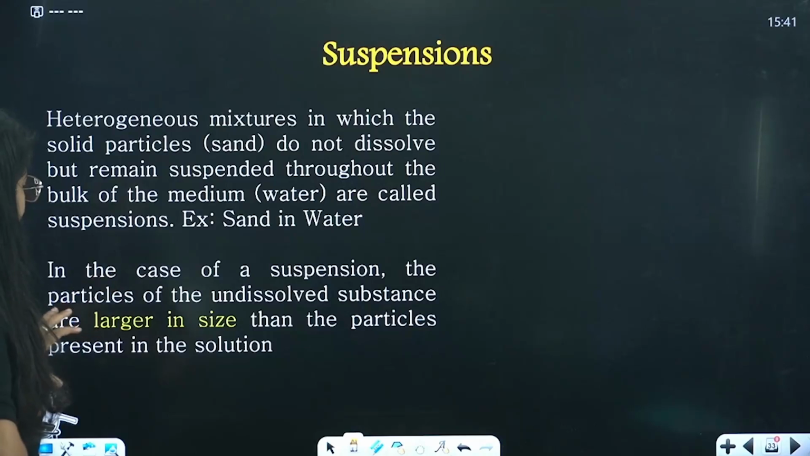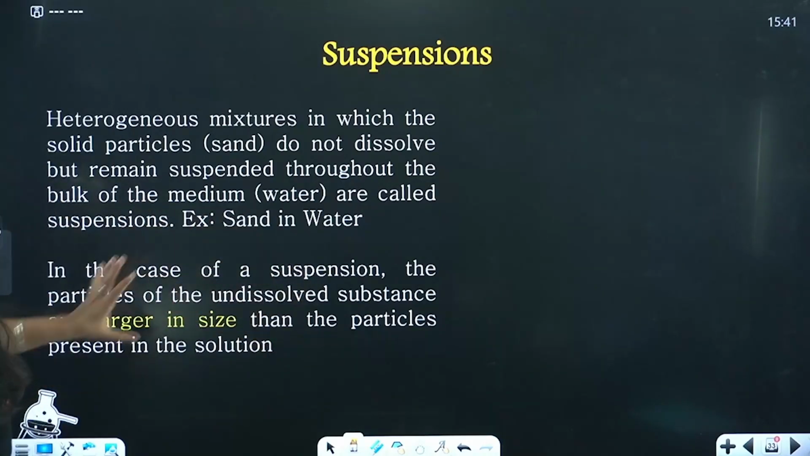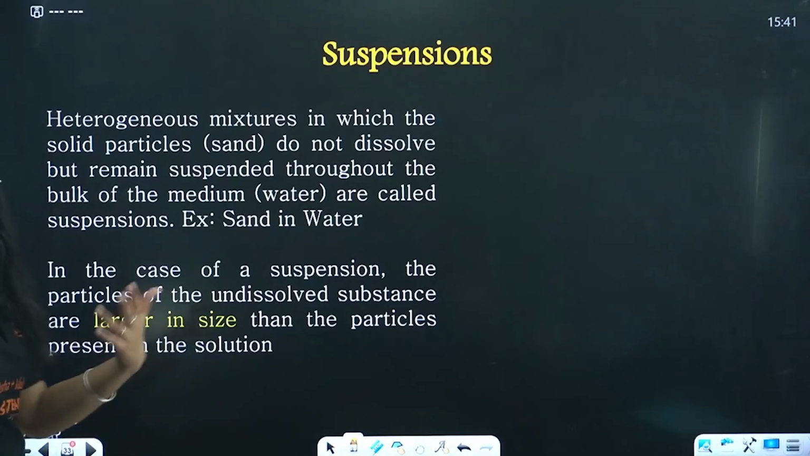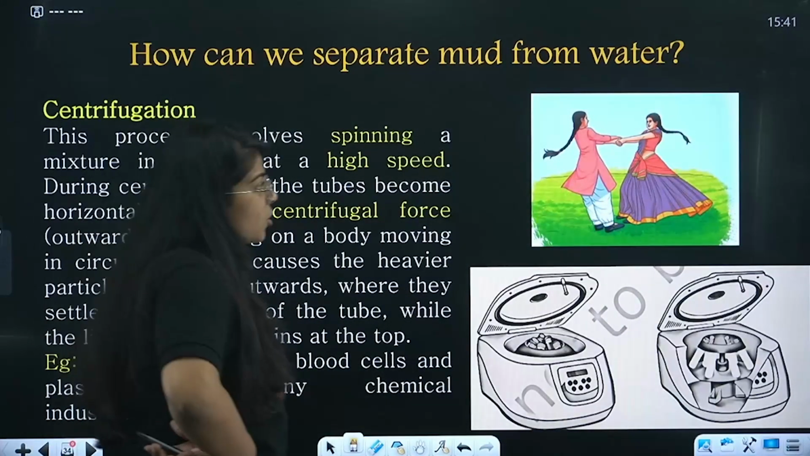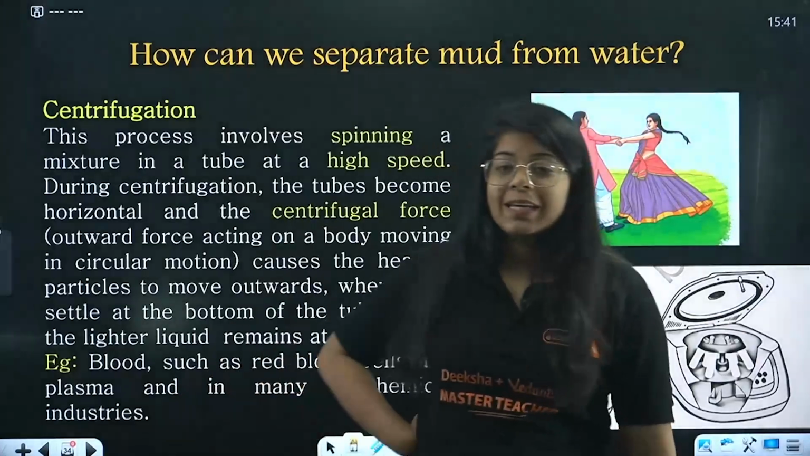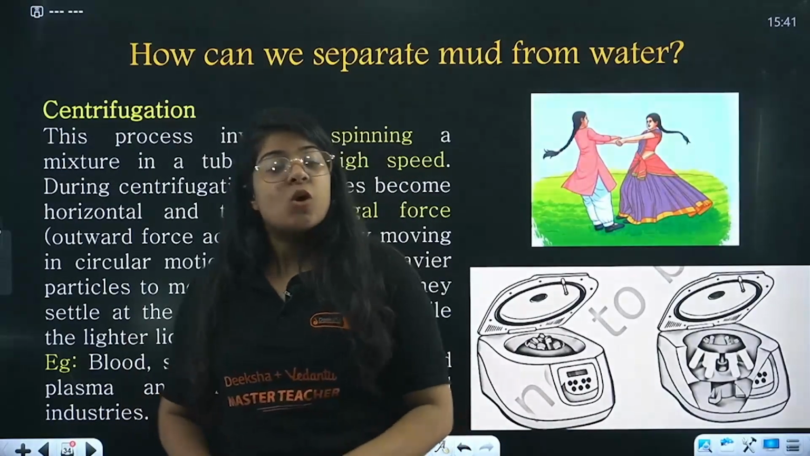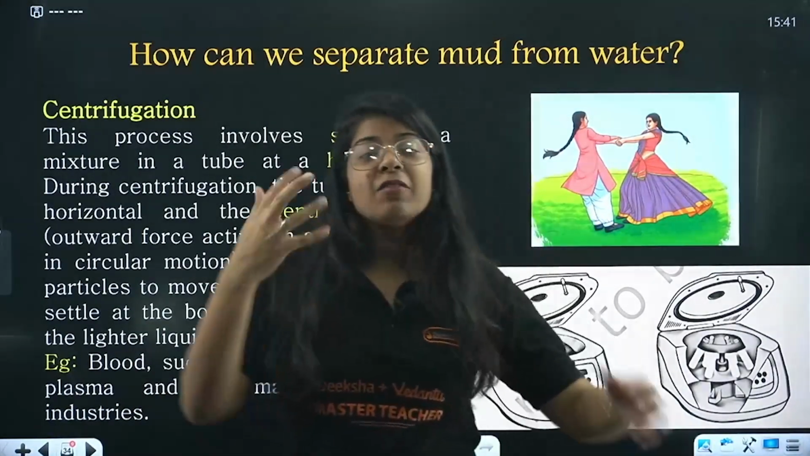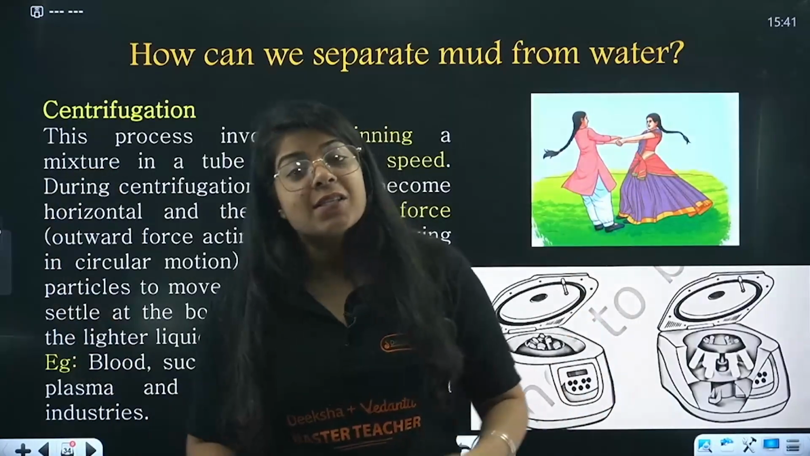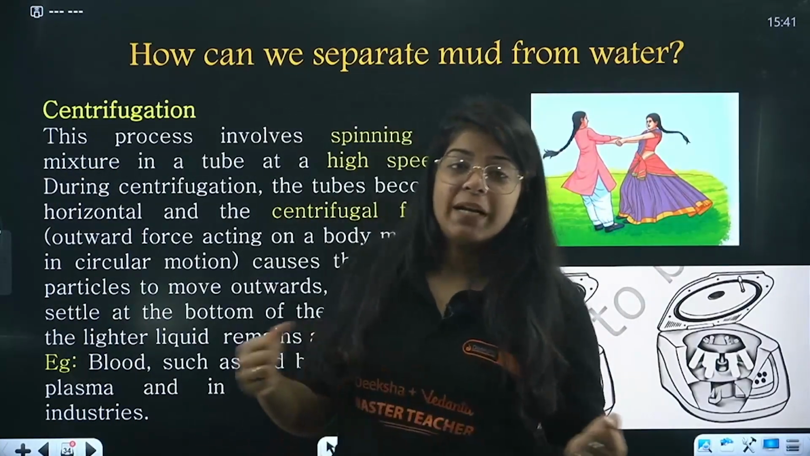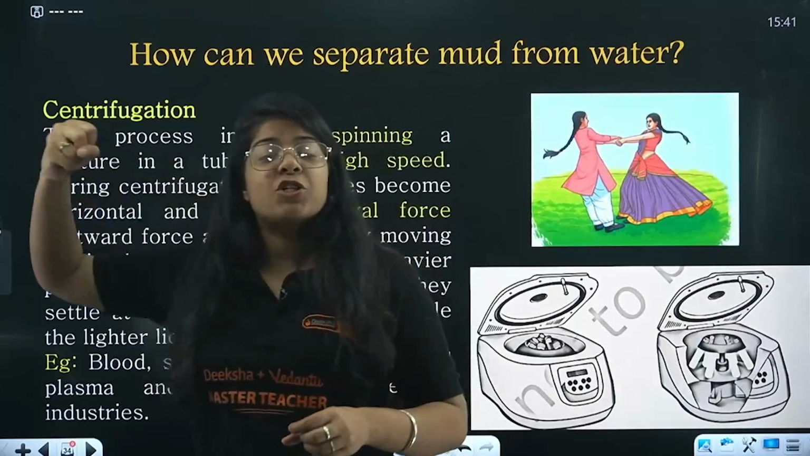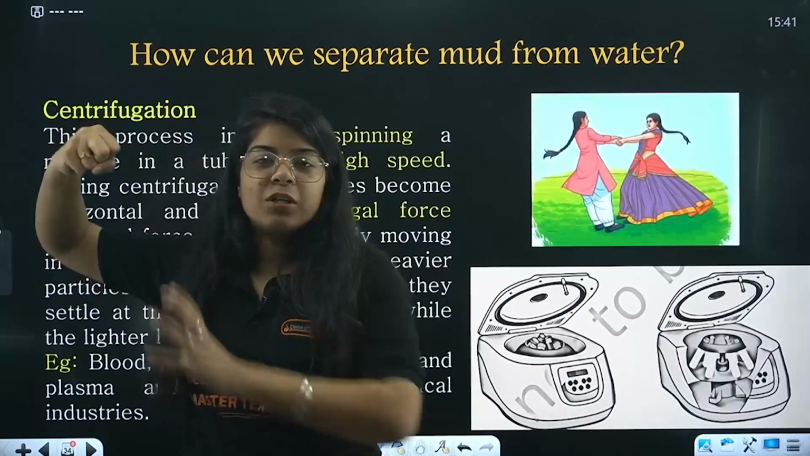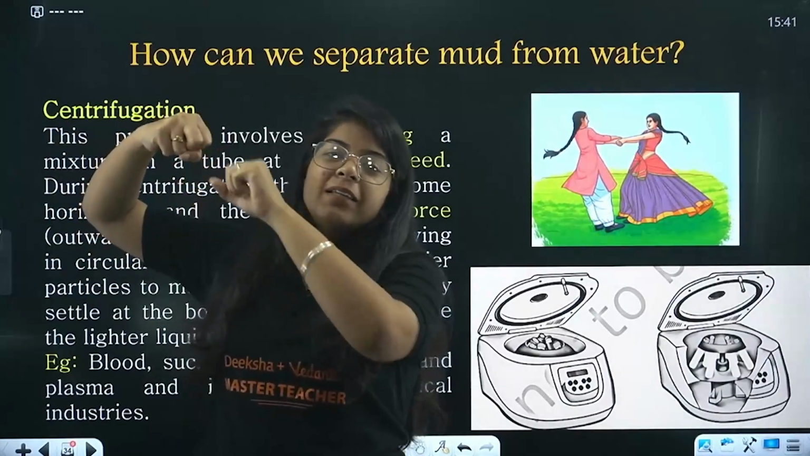Now, bacha, in the case of a suspension, the particles of the undissolved substance are larger in size than the particles present in a solution. It's already what we studied. How we did it is first centrifugation. You know this sport, it's called kikli in Hindi or Punjabi. We rotate and we feel a push outwards. That is the exact science we use in separating things, right? We rotate them, the heavier particles feel a push outwards and they separate at the bottom part, the other lighter part is in the middle of the test tube.